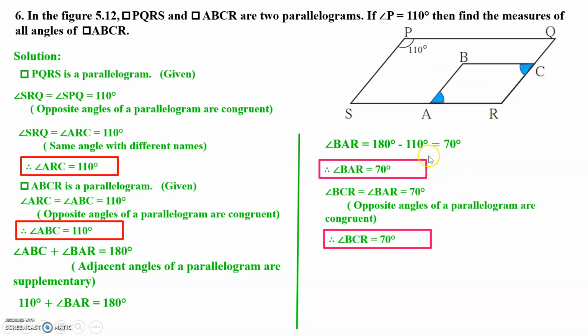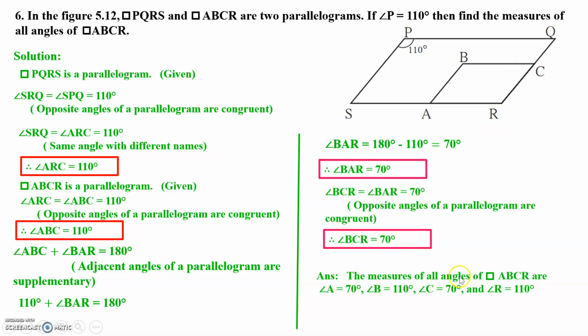Now while writing the final answer, I am going to label the angles as angle A, angle B, angle C and angle R. So let's write the final answer. The measures of all angles of quadrilateral ABCR are: A is 70. Where is A? Here angle A is 70 degrees. Angle B is here, 110. Angle C is 70 degrees and angle R is 110 degrees. You have to write the final answer in this manner.